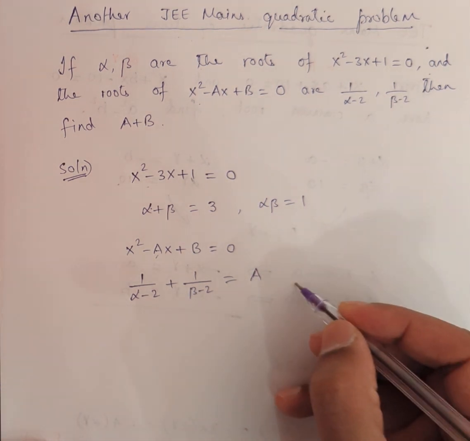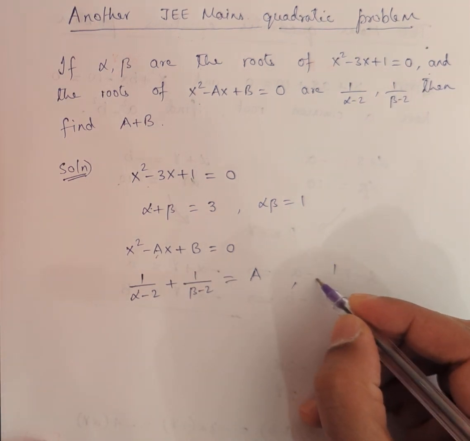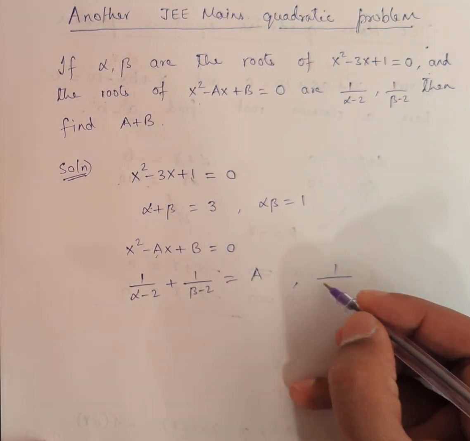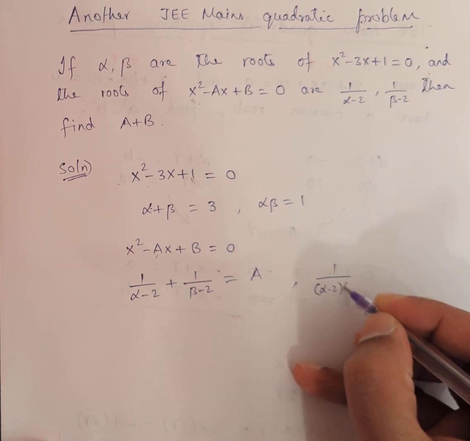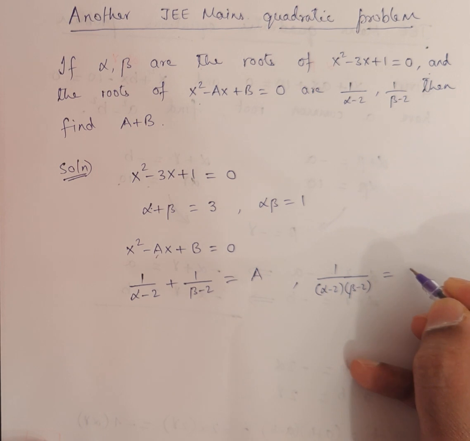And let me write down the product. What is the product of those two? If I multiply these two fractions, it's just 1 over alpha minus 2 times beta minus 2 in the denominator. This is equal to b.